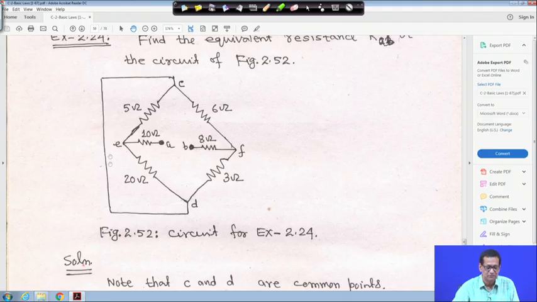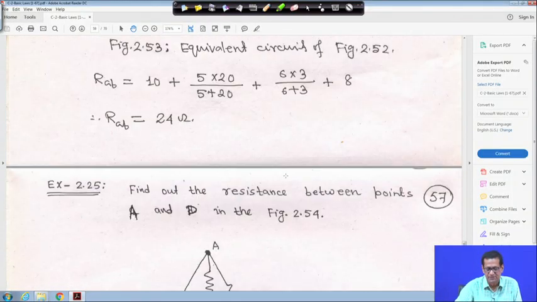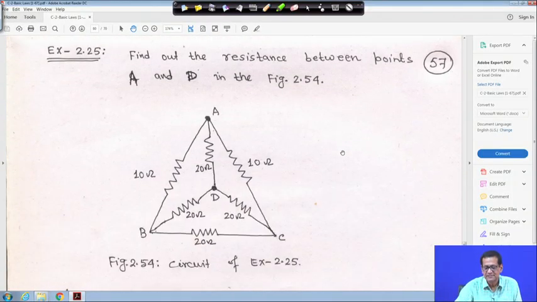It is a common point, because no other electrical elements are there, right. So, that is why the answer is 24 ohm. Now, next problem. Here you have to find out the resistance between points A and D in this figure.